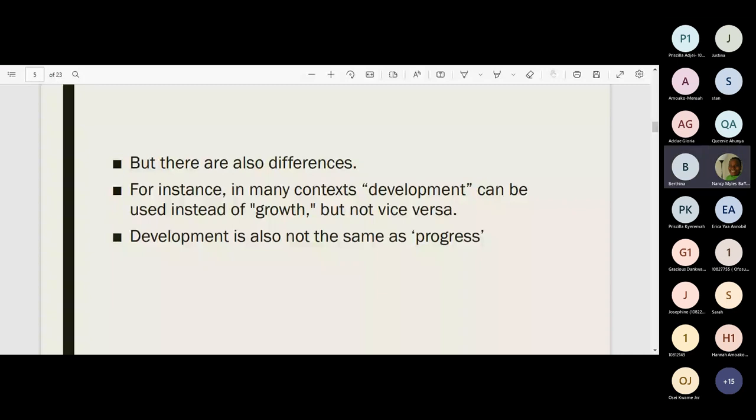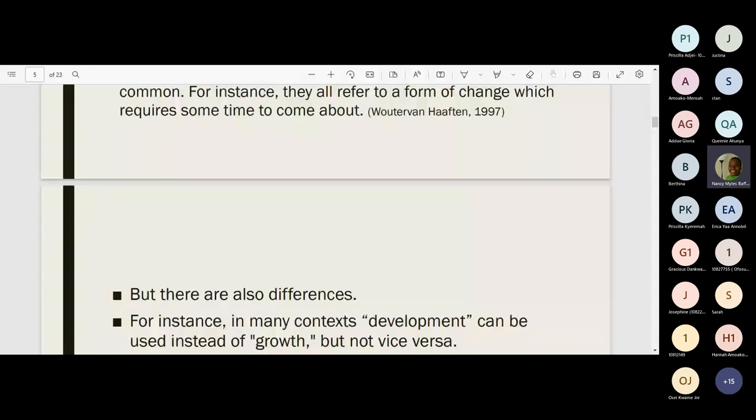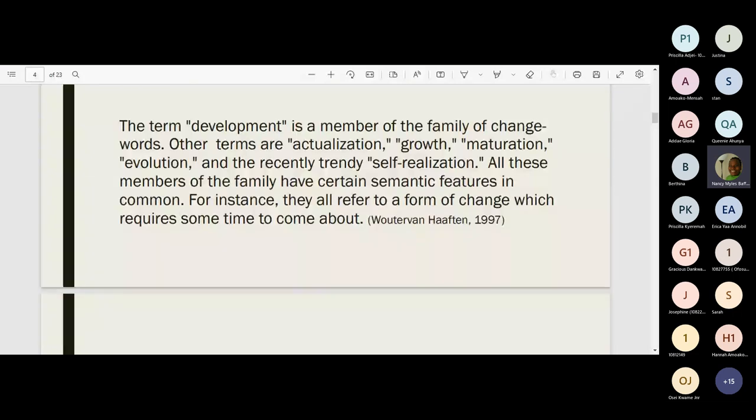Development is also not the same as progress. So what I wanted to point out is, I talked about progress earlier. So progress is not here. Now, you see that even when you hear progress too, you can put it in this context. They will belong to the same set. It doesn't mean they are the same, but they belong to the same set, a family. You will think of them in the same way.